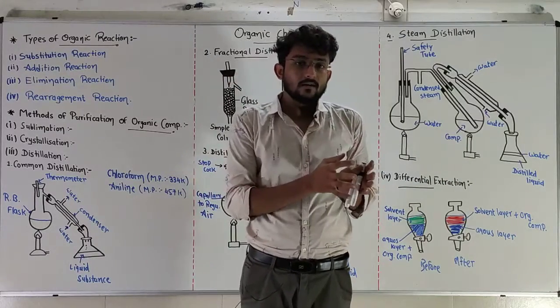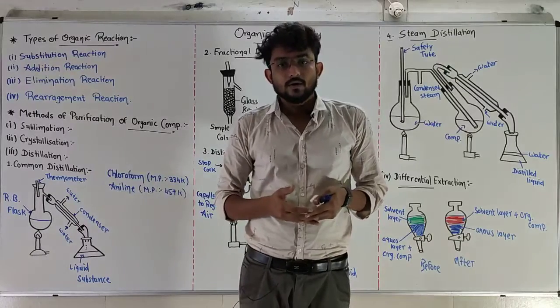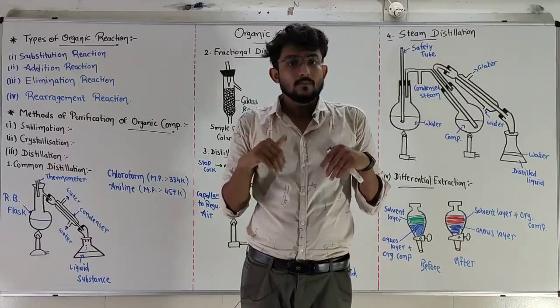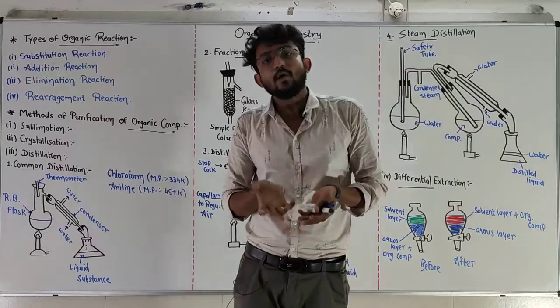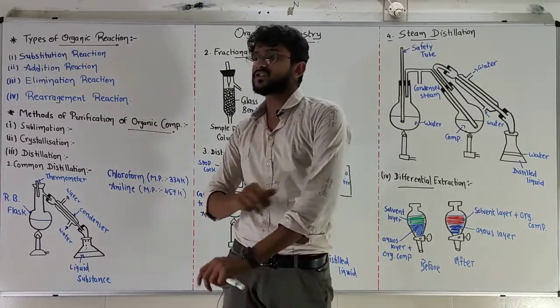Now our mother liquid still contains sugar, so we can heat it and boil off more water, and when we cool it down again, we will obtain more sugar. So this is known as crystallization.